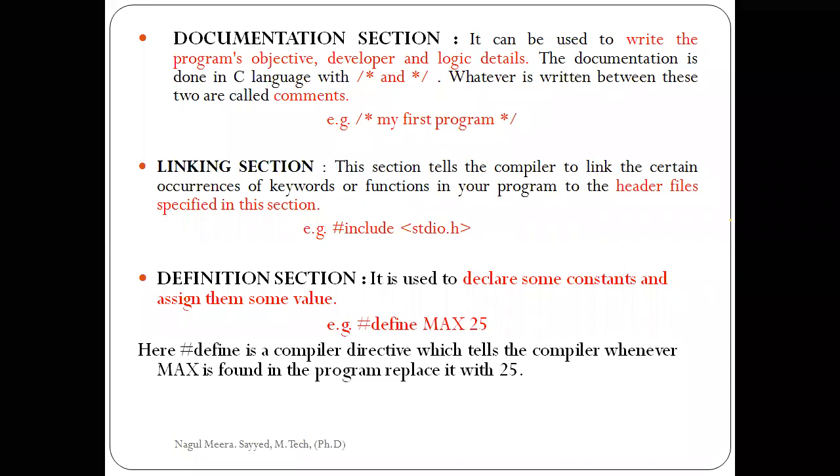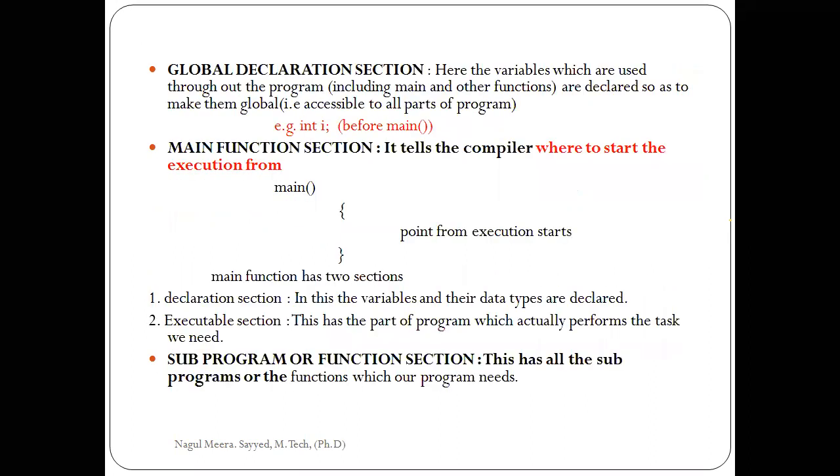That is the documentation section, linking section, definition section. Among these three sections, the linking section is very important. Documentation section and definition section are optional, but linking section is very important. Without the linking section, we can't execute any C program. Next one, global declaration section. This is another type of declaration, and this is also optional.